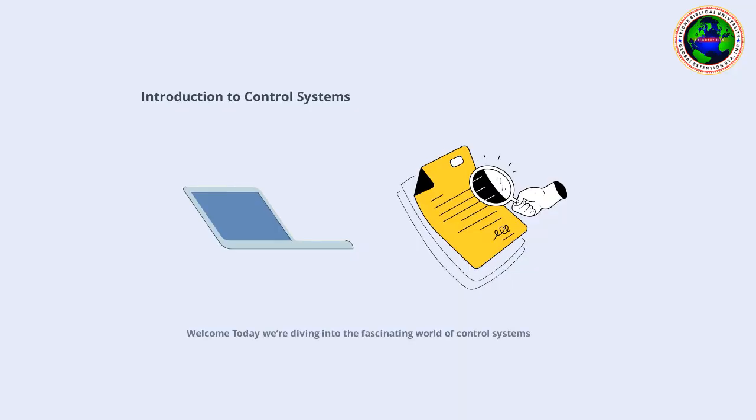Welcome. Today we're diving into the fascinating world of control systems, focusing on the differences between open-loop and closed-loop systems. Whether you realize it or not, control systems are everywhere, from your home appliances to advanced robotics.